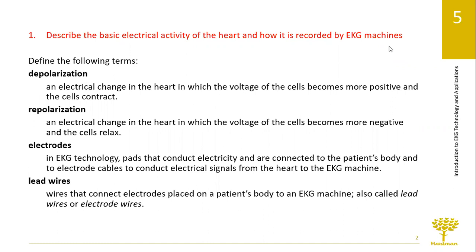Electrodes are just little foam pads. They have a little strip of metal with some conductive gel, and we're able to attach lead wires to those electrodes. Those electrodes are what's going to sit on the skin and detect the electrical movement of the electricity through the heart.